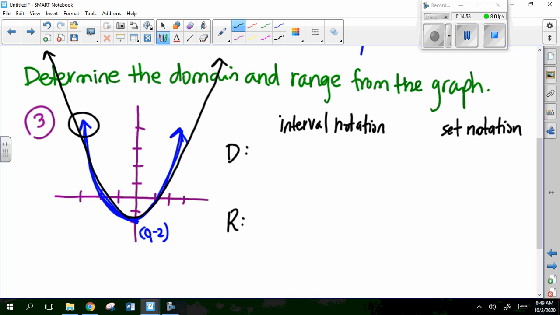So when I'm looking for the domain, I'm really asking myself, how wide does this graph go? That's what I'm looking at, from left to right. Well, if it keeps getting wider and wider and wider, even though we can't see it, what is the biggest number to the left that we can ever write? What's the biggest negative number we can come up with?